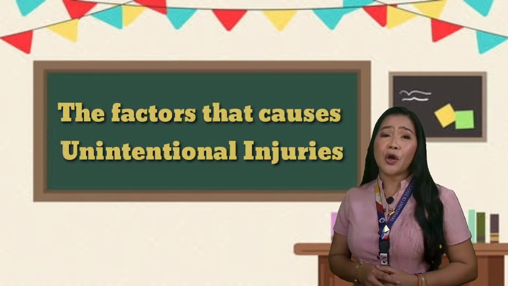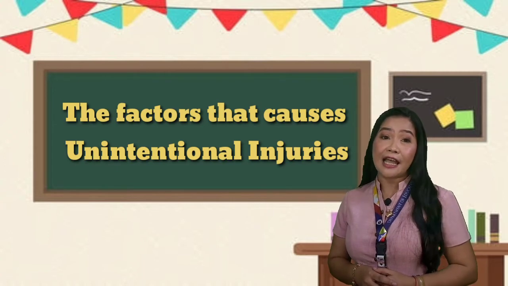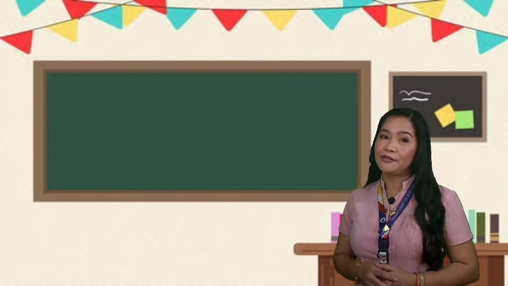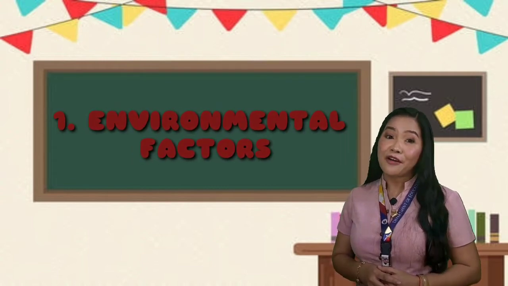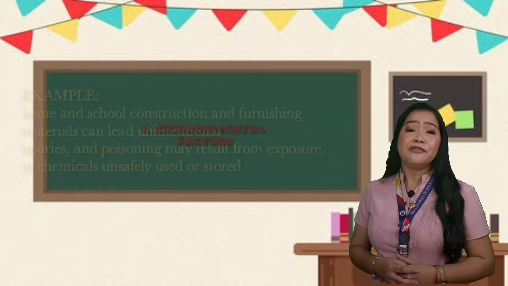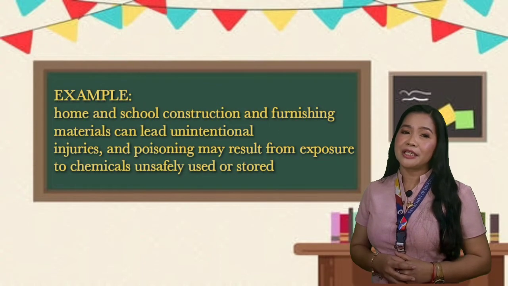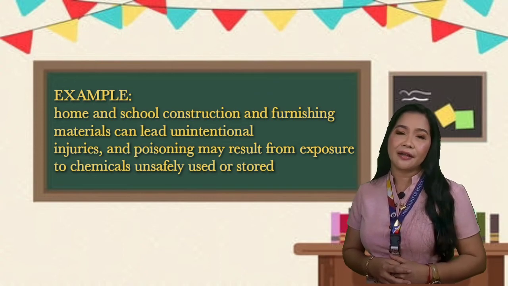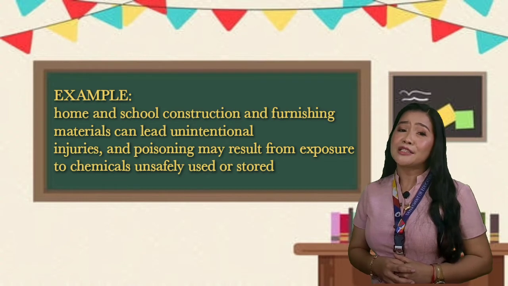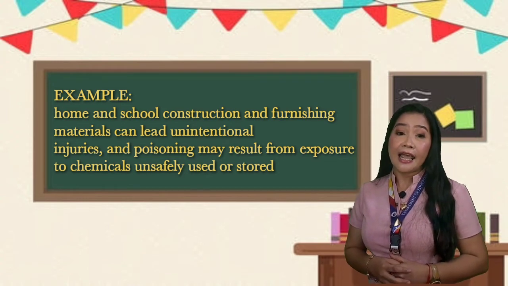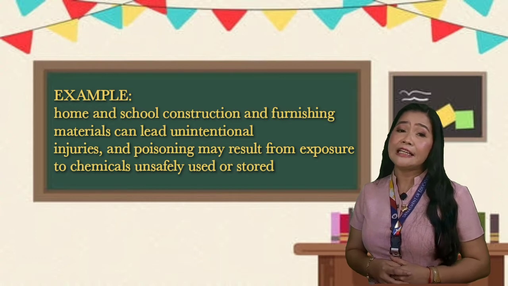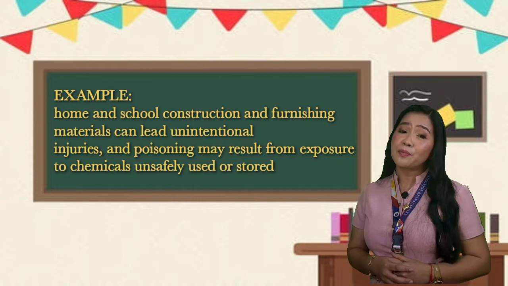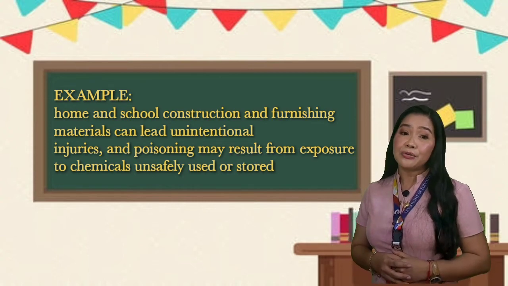First, let us talk about the factors that cause unintentional injuries. Under the unintentional injuries, we have number 1, environmental factors. The environmental factors leading to injuries are often associated with other environmental health risks. For example, home and school construction and furnishing materials can lead to unintentional injuries, and poisoning may result from exposure to chemicals unsafely used or stored.